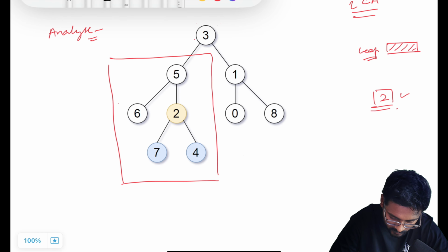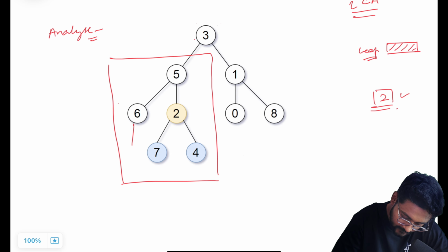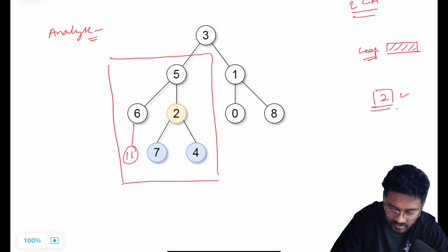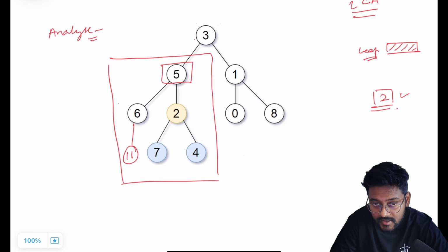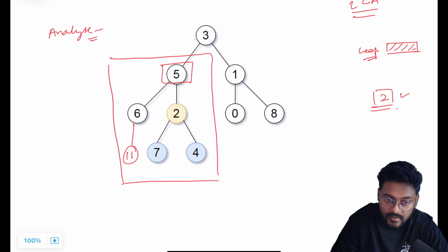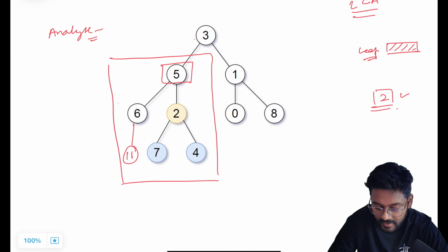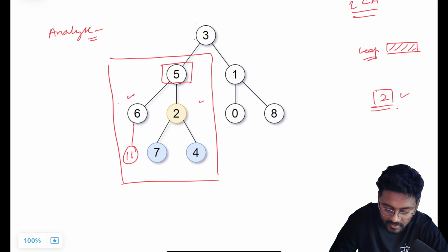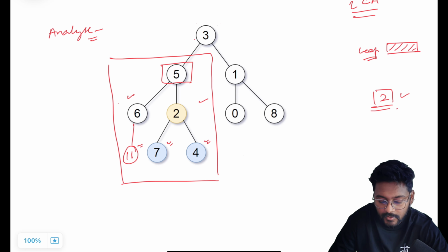Let's do a similar kind of situation here. If at this position I add a node 11, in this case 5 will become the answer. Why? Because there is at least one deepest leaf on the left side and at least one deepest leaf on the right side. This is the left subtree, this is the right subtree, and the height of the left subtree and the height of the right subtree are the same, which means at least one of the deepest leaves will be on the left side and at least one on the right side.